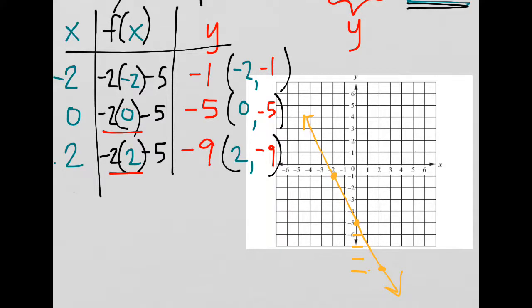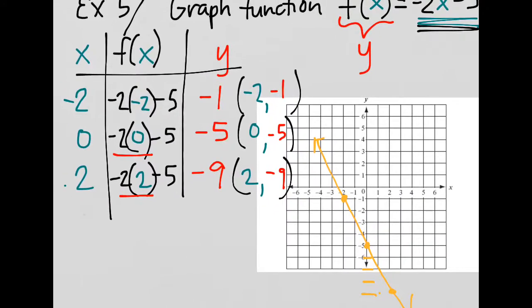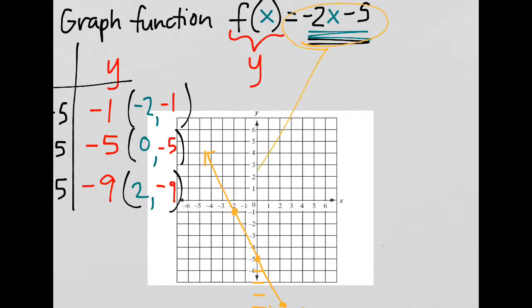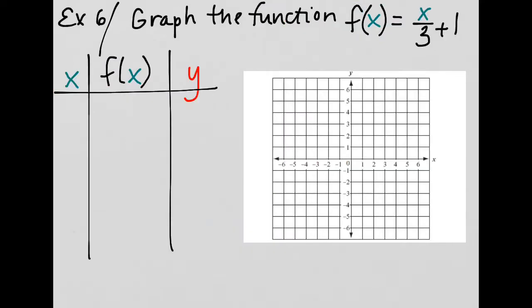Now remember, this is a line that looks like it's going downhill. And here is the function that goes with this line. All right. Let's try another one. We've got a couple different things that we're doing to it here. I'll still pick my same 3 points.